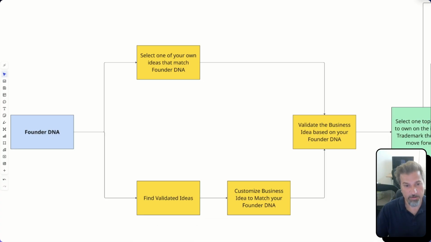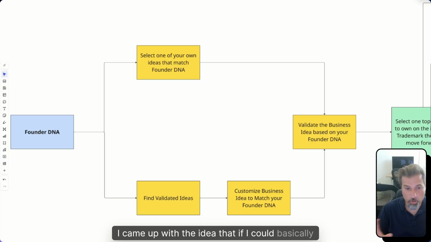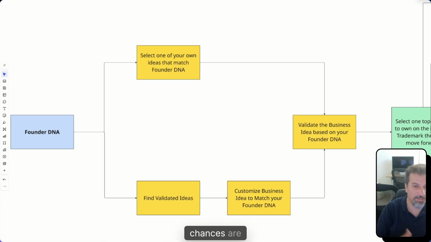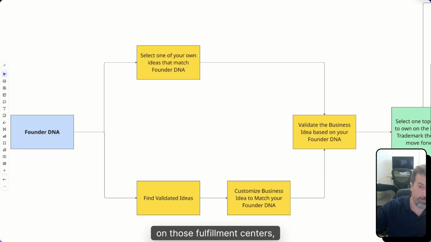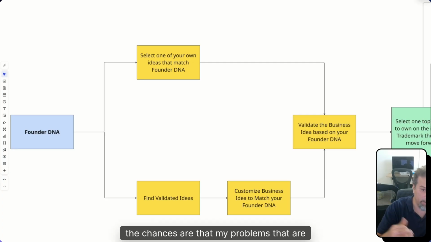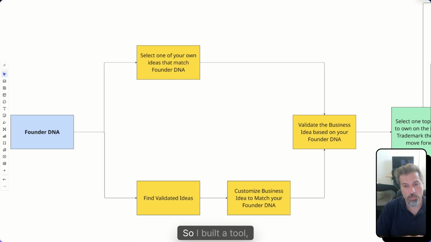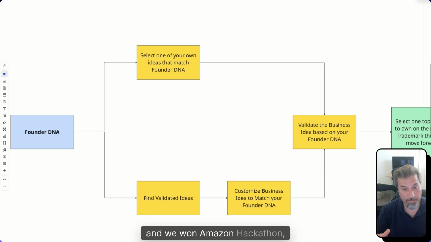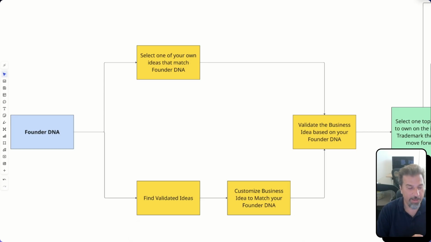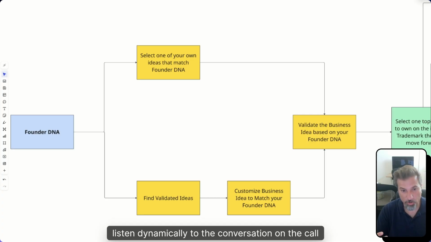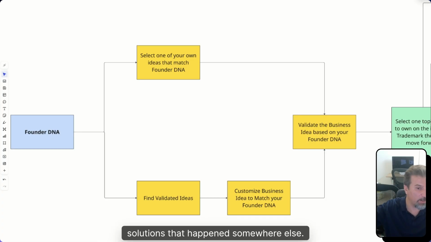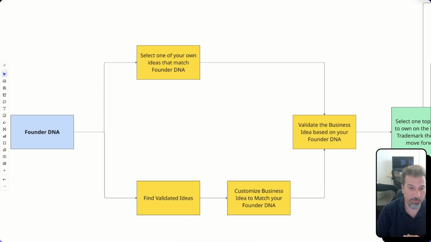And I came up with the idea that if I could access all the troubleshooting notes from all those businesses, chances are that the problems happening here at these fulfillment centers are actually solved somewhere else. And it gives me a better hint. So I built a tool, and we won the Amazon Hackathon competition, by the way. This tool would listen dynamically to the conversation on the call and pick up sources of similar solutions that happened somewhere else, so we could take a look at it and come up with solutions.